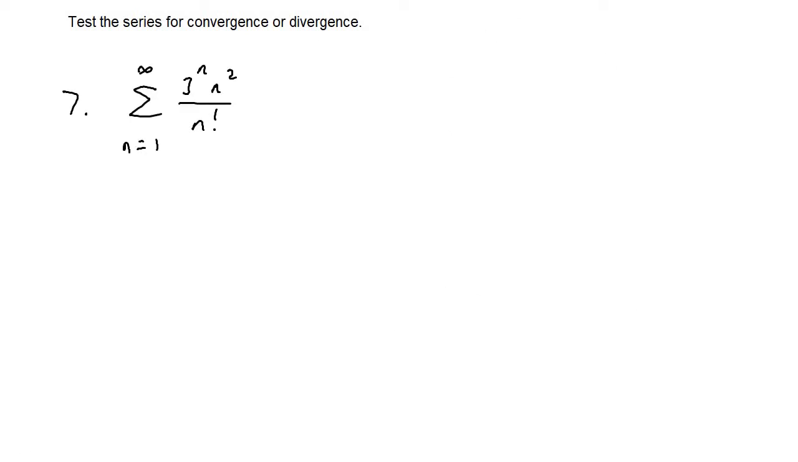Now for number 7, we have the series from 1 to infinity of 3 to the n times n squared over n factorial. Because we do have a bunch of exponents and factorials, it's probably a good idea to use the ratio test. So once again, in the ratio test, we set the limit as n approaches infinity of the absolute value, so we make everything n plus 1 instead of just n. So we have 3 to the n plus 1 times n plus 1 squared over n plus 1 factorial.